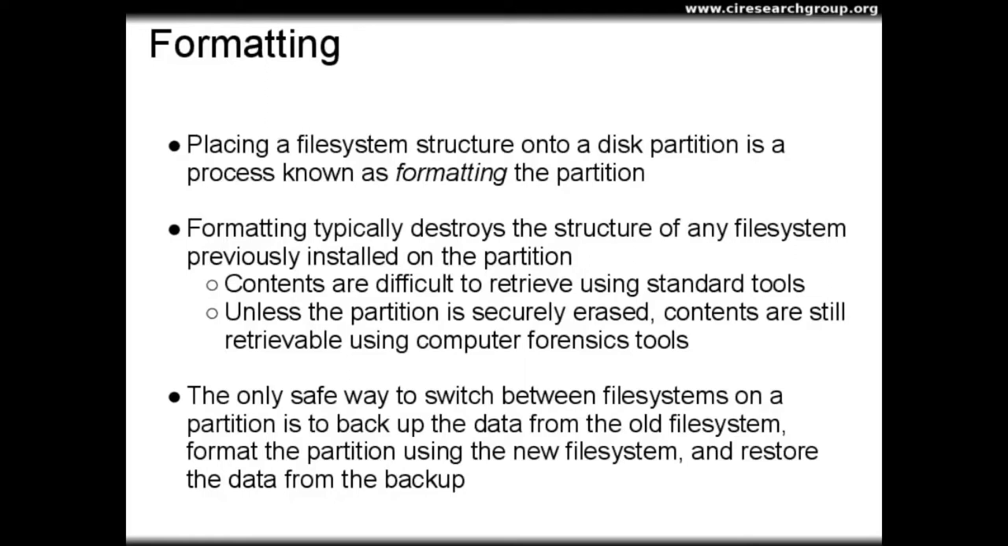The only safe way to switch between file systems on a single partition is to back the data that's on that partition up to another disk, format the partition using whatever the new file system would be, and then restore the data from the backup. There is no safe way to change a file system type in place without losing data.